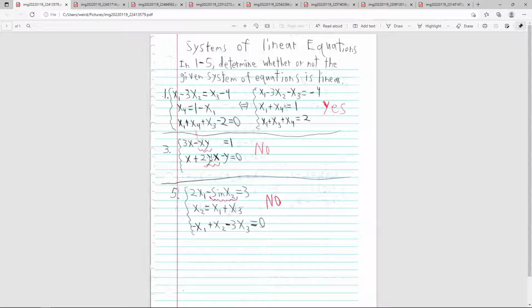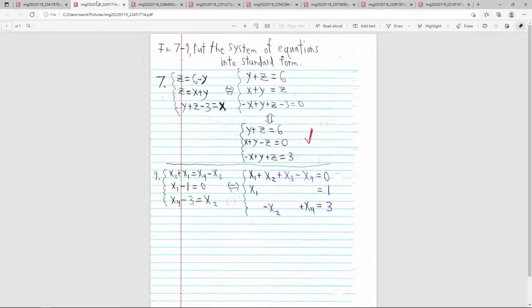Number 3, both equations are not linear, so it's definitely not a system. And 5, we have a nonlinear equation, so it's not a system of linear equations either. A product of 2 variables is not linear. Sine, like a trig function with a variable in it, is not linear as well. So that's looking at some examples of spotting a linear equation.